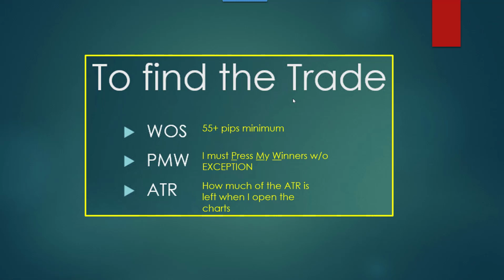Find a wide open space of 55 pips or more. Press your winners when you're inside that, and make sure you have enough of the ATR that's left when you open the charts. If you open the charts and it's done 20 pips of 100 pip ATR, it's going to do 80 pips a day. All right. If you open up the charts and it's done 80 pips of 100 pip ATR, there's only 20 pips left. You need to know this information.